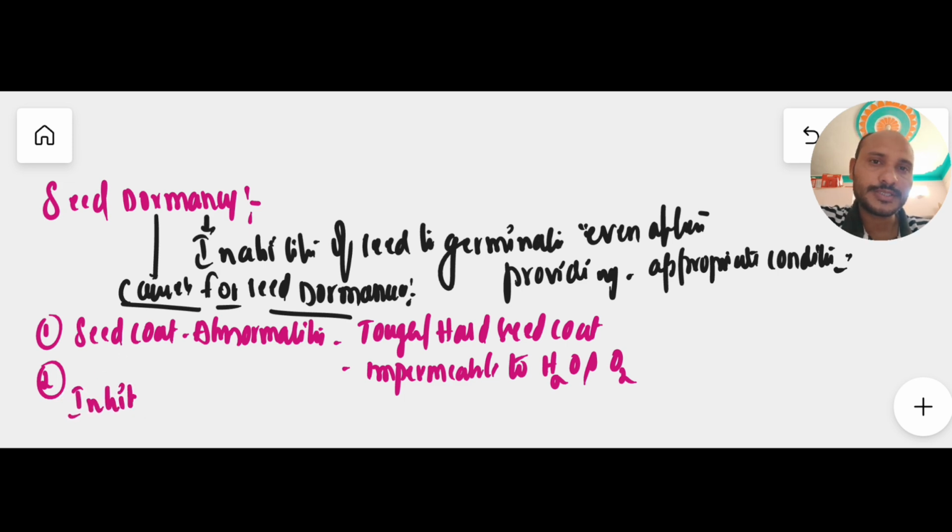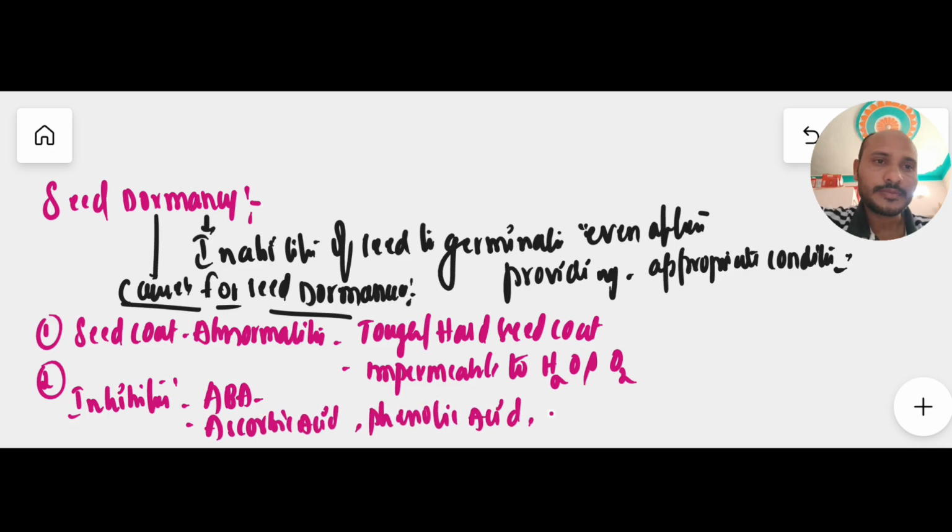Inhibitors are chemicals, like abscisic acid. It is one of the most important inhibitors of seed germination, and it is a phytohormone. And one more, that is ascorbic acid. There are also phenolic acid and ferulic acid. These are a few different chemicals that inhibit the seed from germinating, meaning they promote seed dormancy.